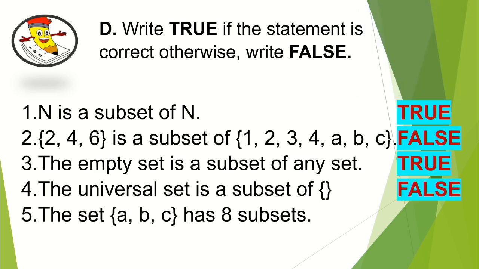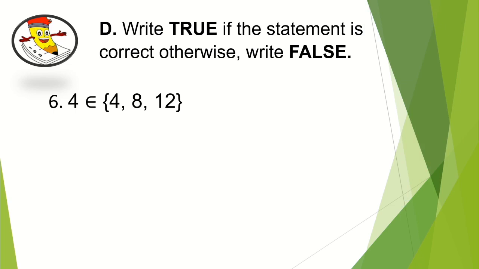Answer. False. Number 5. The set that contains the elements A, B, and C has 8 subsets. Answer. True. Number 6. 4 is an element of the set that contains the elements 4, 8, and 12.